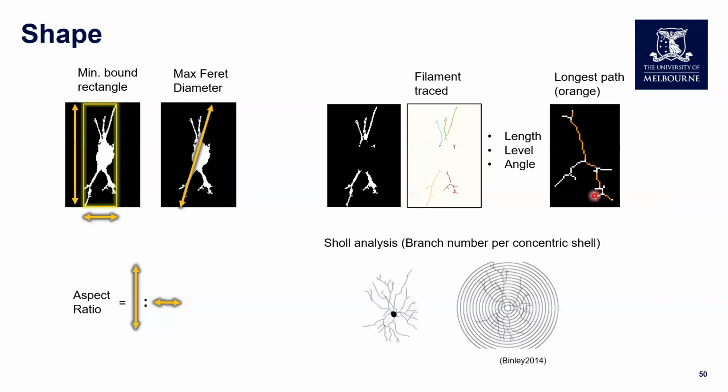And also with branches, we can measure the complexity of the branches using Sholl analysis. This analysis essentially counts the number of branches per concentric shell. So it counts from the smaller circle as you go out, and as you start finding branches, it will start counting.